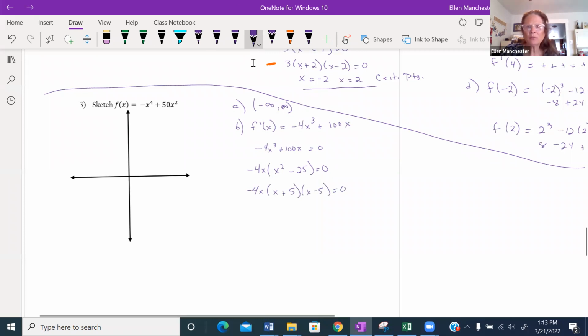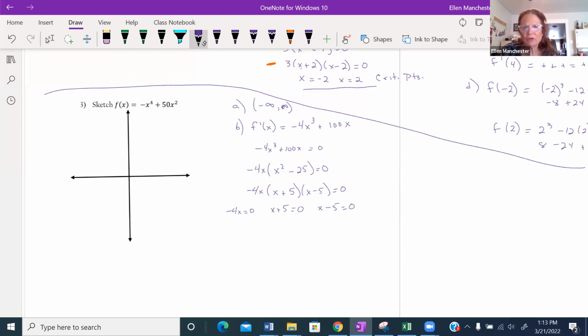Okay, now this one's a little bit different. If you notice this one up here where the orange mark is, the 3 doesn't have an x attached to it. We still have to use that when we're checking for our intervals, but there's no x to it. So we only have 2 critical points. If you notice here, this -4 does have an x attached to it. So anytime you have an x, you're going to set all of them to 0. Okay, because that's how you're going to find the critical points.